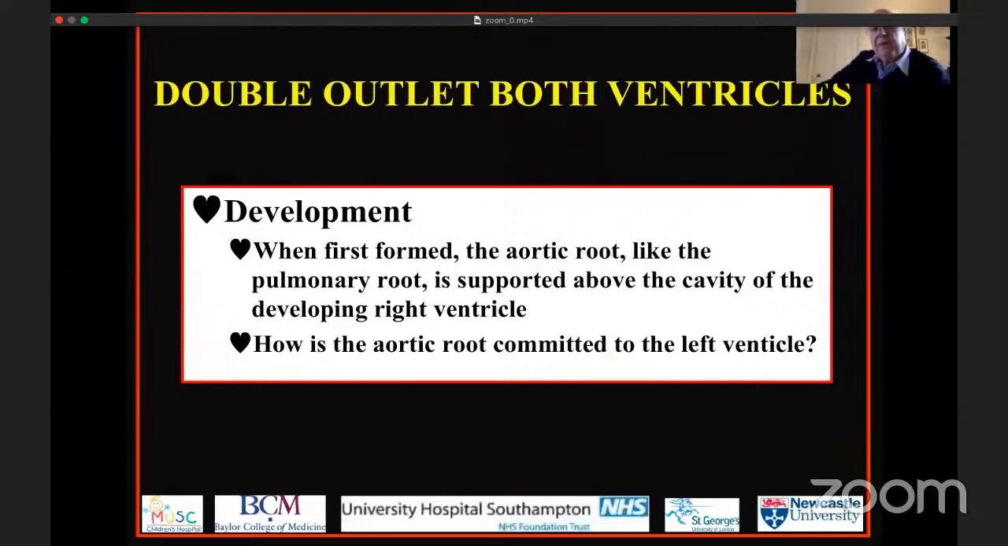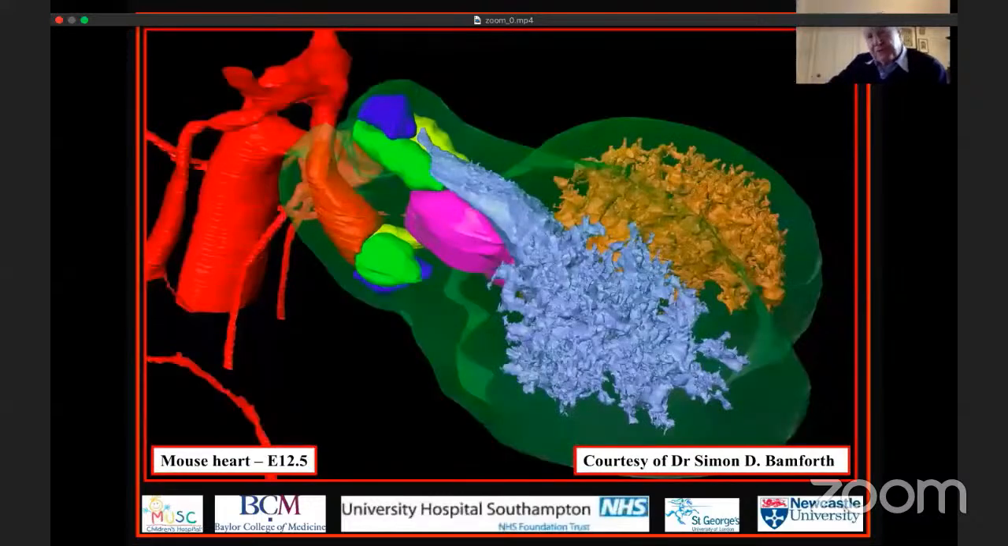So what I've shown you thus far is that the aortic root, like the pulmonary root, when it's first formed, is supported above the cavity of the developing right ventricle. So how does that root become committed to the developing left ventricle so that in the normal situation, we have concordant ventricular arterial connections? Well, I can show you that by taking this reconstruction again here now from a mouse heart. And this exquisite reconstruction was made again from an episcopic data set.